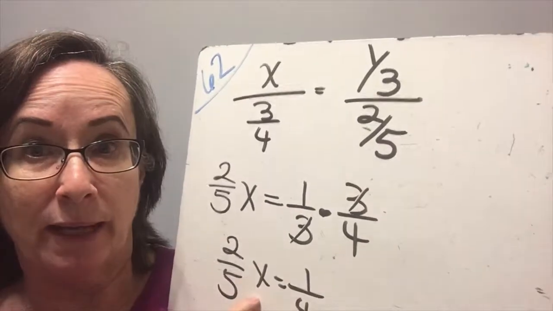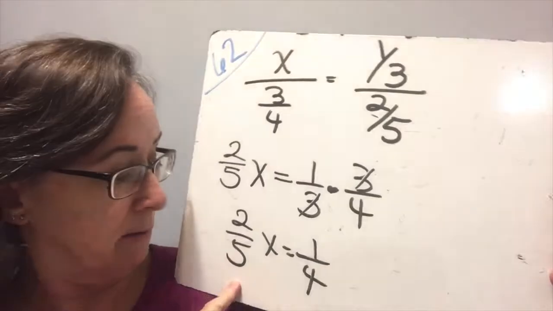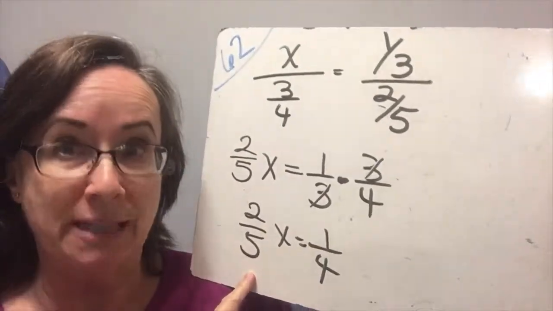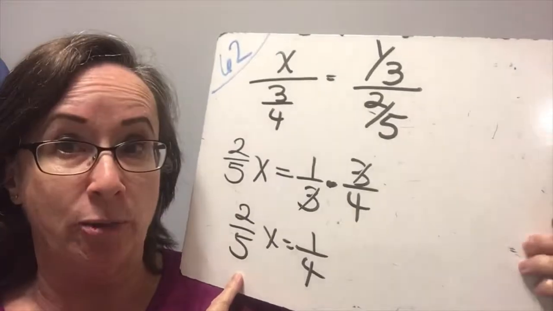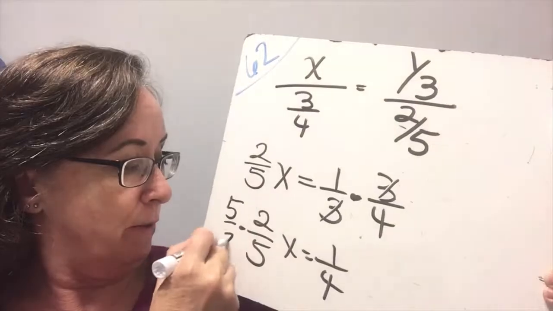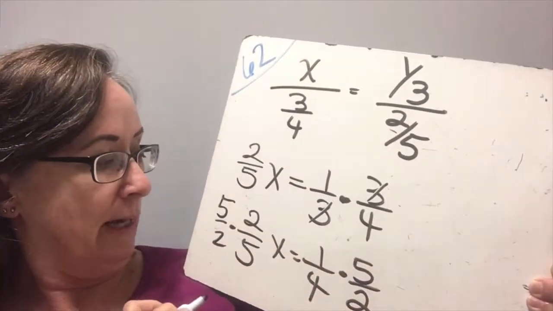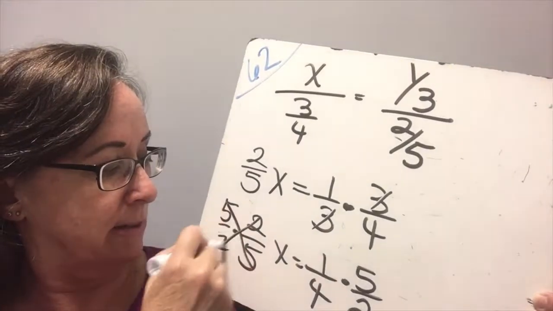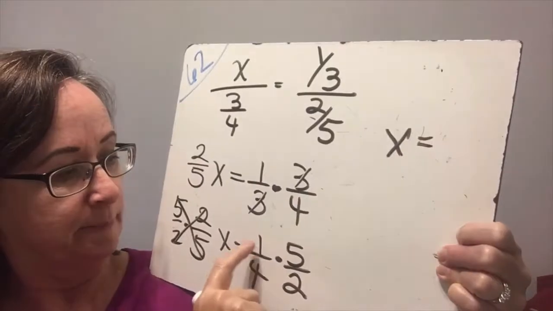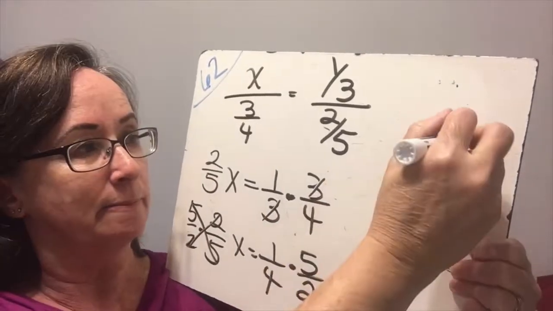So I need to find out what x is. So I need to get rid of the 2/5. So I will multiply by the reciprocal of 2/5, but I have to do it to both sides. So we will multiply by 5/2. And when I do that, this cancels to give me just the x. And I get x equals. And then nothing's going to cancel here, so I'm going to get 5 over 8.